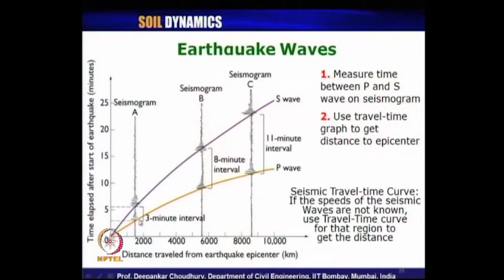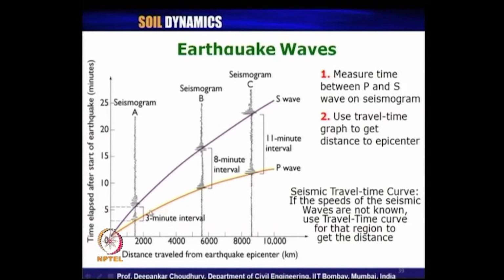So, let us look at here how it is done. Suppose one seismogram A, another seismogram B, another seismogram C at 3 different locations, all of them are recording both P wave and S wave. And for seismogram A, the recording, so this is our time axis, you must have understood. And this is the arrival time of P wave, then after some time S wave starts arriving in seismogram A. So, this is the time interval.